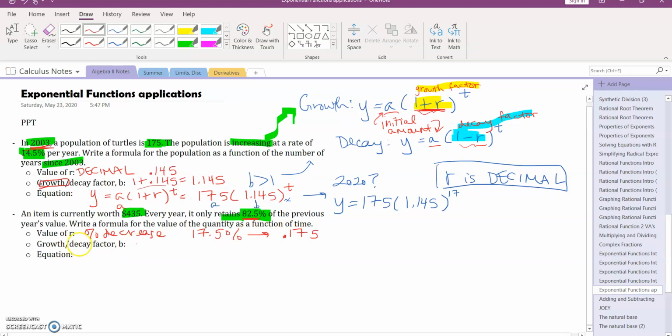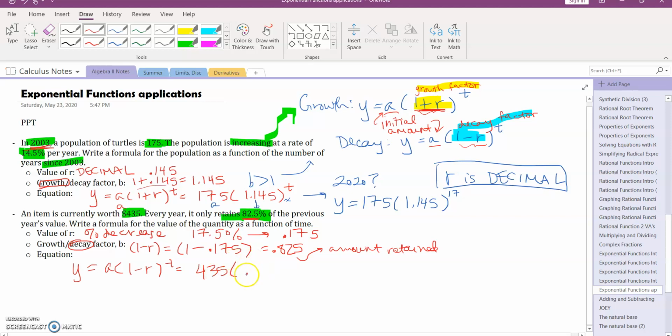My growth or decay, in this case, decay factor b is 1 minus r, which is 1 minus 0.175, which is the 0.825 that the problem stated. So the way you can think about b in decay is it is the amount retained. So you're losing 17.5% of value every year, but you're retaining 82.5% of value. So my equation will be a times 1 minus r to the t, which is 435 times 1 minus 0.175, which is 0.825, to the t.